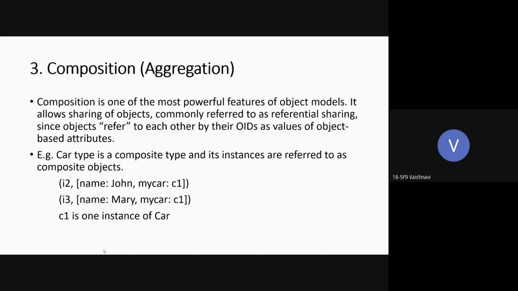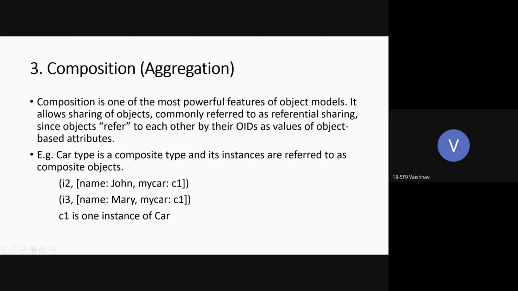The third part is composition or aggregation. As we have seen it, now we'll go deep into this, like referencing of objects, like we use referential structure in C. Here we are using this component, composition aggregation. It is referenced by using these object identifiers, as I have said before, as values of object base.